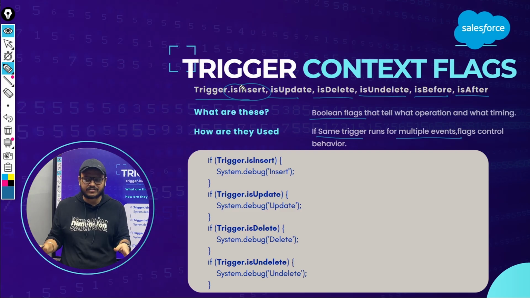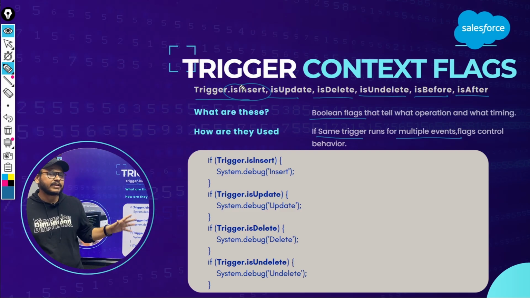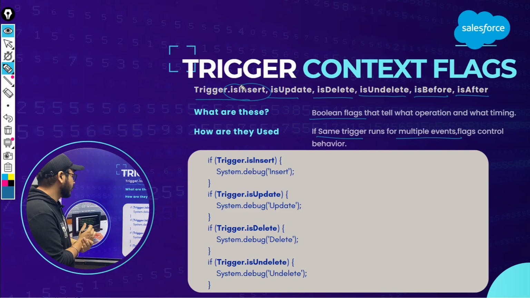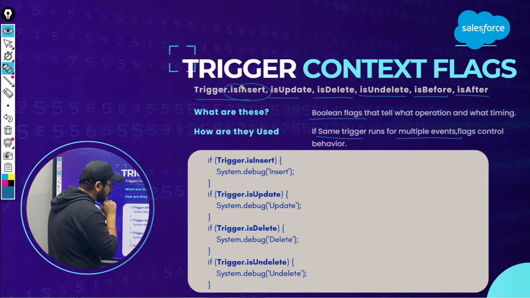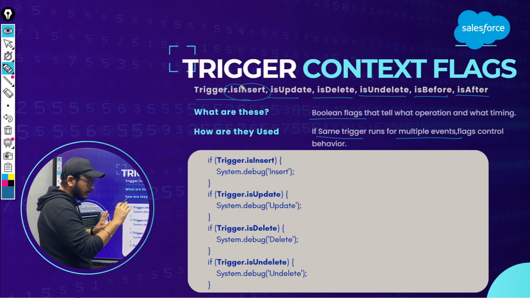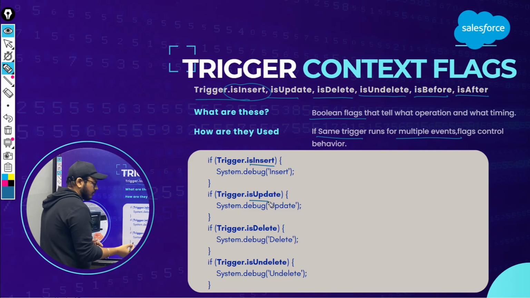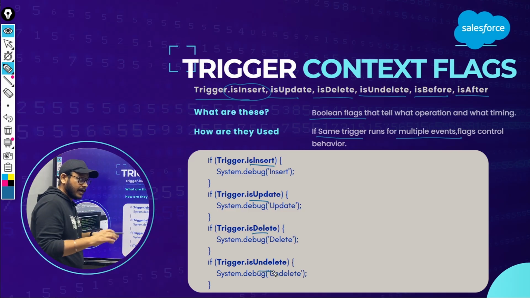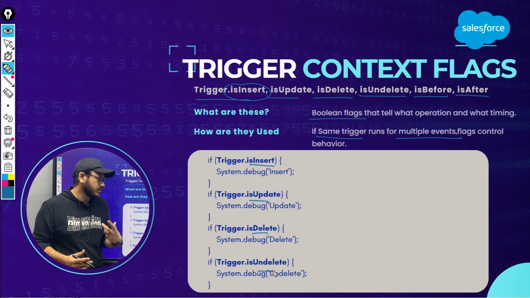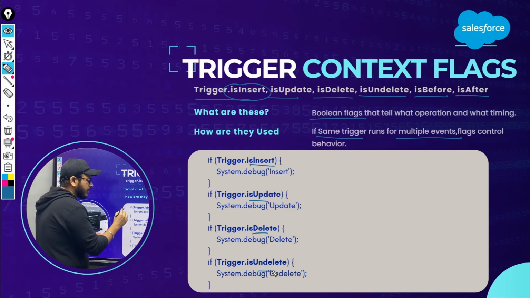For bigger, complex triggers and trigger logics, this becomes very useful and very handy. So let's have a quick look at a snippet of the code. I've kept it very simple. Let's say you have a trigger which gets executed on all these 4 events: on insert, update, delete, and undelete. But you want to execute different logics for each of these events. Then you can do something like this.